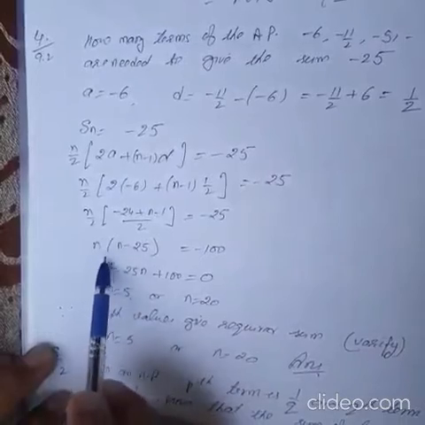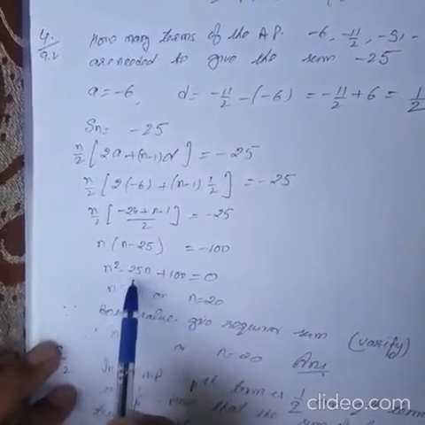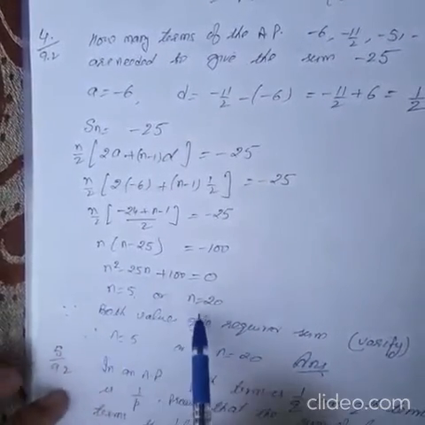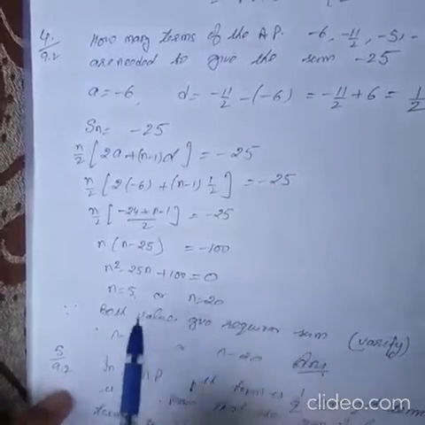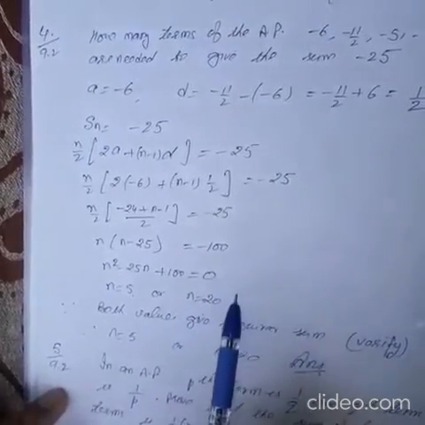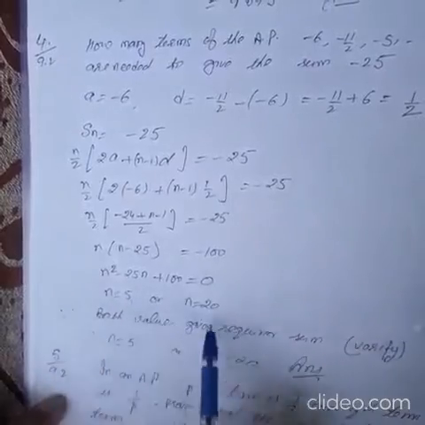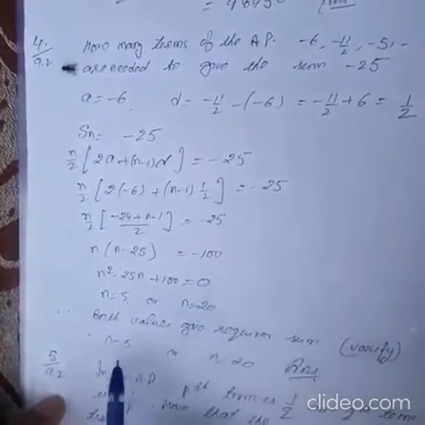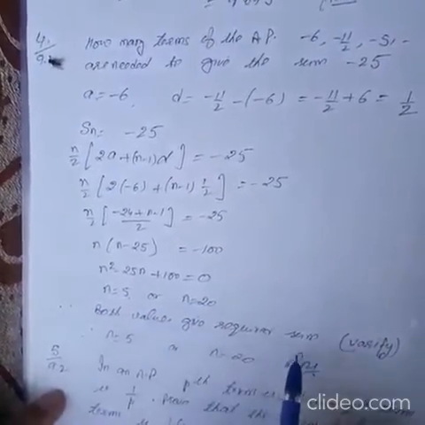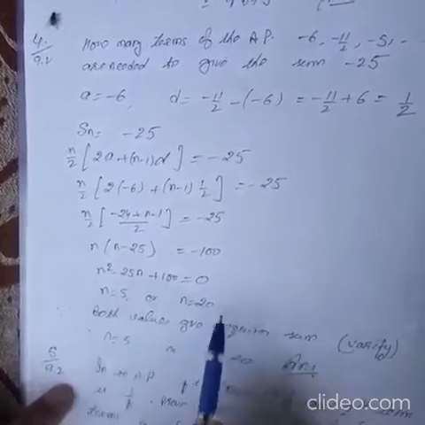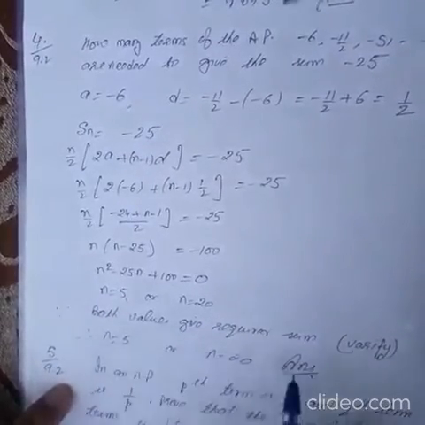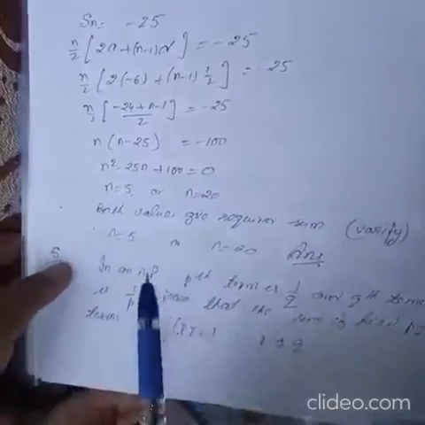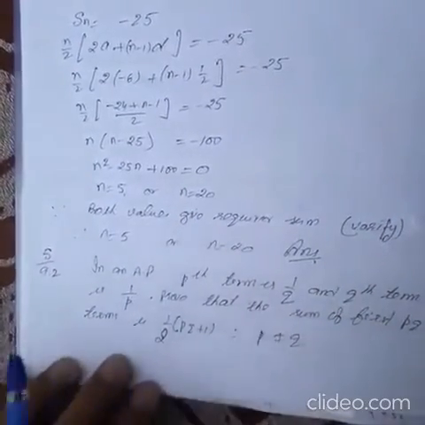We will have two values of n by using the splitting the middle term method. n is equal to 5 and n is equal to 20. And we will verify whether both the values give the correct answer or not. So both values give the correct answer, so that's why both are correct. So both are answers. I hope you will understand it.